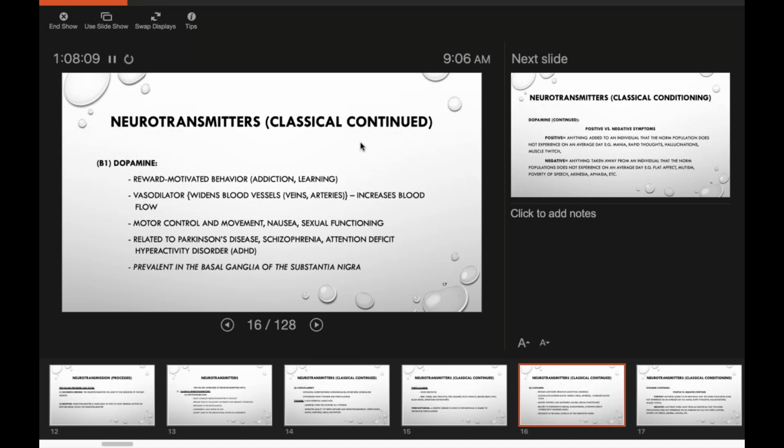So dopamine is fun. We like dopamine. It's reward related. This is why people get addicted to things like methamphetamines and uppers, because it's pleasurable. They're not necessarily addicted to meth itself. They're addicted to meth making dopamine prevail. So high levels of dopamine are fun.